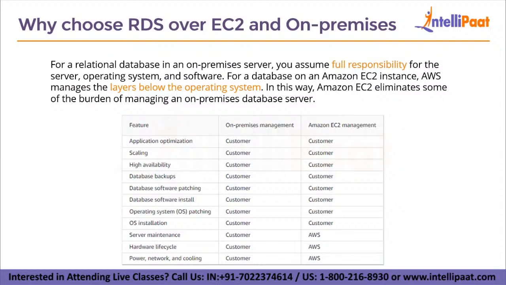For a database on an Amazon EC2 instance, Amazon manages the layers below the operating system. In this way, Amazon EC2 eliminates some of the burden of managing an on-premises database server. So as you can see in the comparison table below, in the first column we have features and the comparison between on-premises management and EC2 management. As you can see, the last three features are maintained by AWS when it comes to EC2. That is the power, networking, and cooling. That is a major factor.